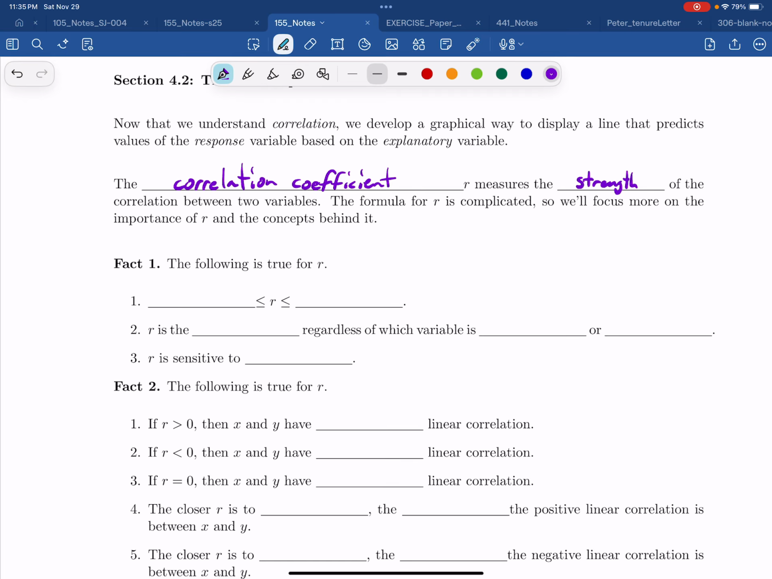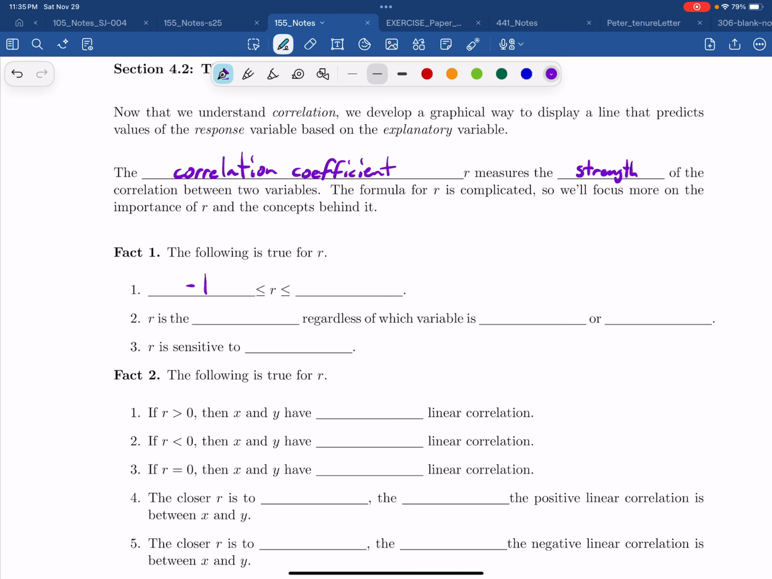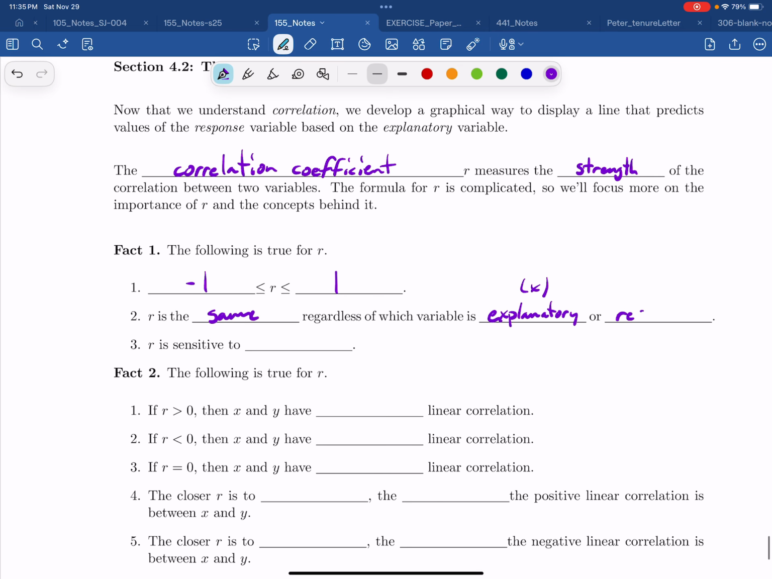Here are some basic facts about R. R is always between -1 and 1. It could be -1, it could be 1. In real life, it never will be, but in theory, it could be. R is the same regardless of which variable is explanatory, which is the x variable, or response, which is the y variable. Those were terms that we used. R also is sensitive to outliers, so keep that in mind.